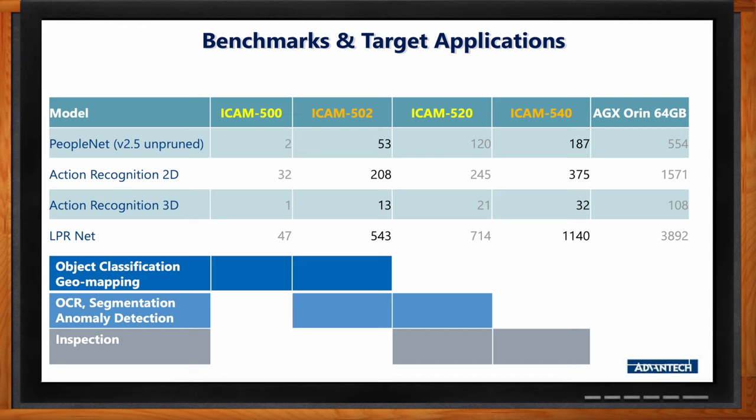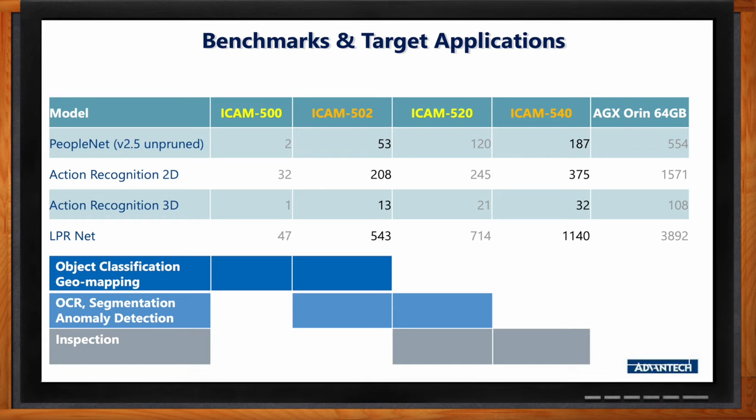So, for example, for customers with applications centered around object classification, where you categorize objects in an image or video into a predefined class or category, our entry-level iCam 500 would be more than capable to do that. For customers with applications centered around AI OCR, anomaly detection, and some visual inspection, it is recommended to use iCam 520. As certain visual inspection applications grow more complex, there will be a need for higher performance solutions. So in response to this demand, we are currently developing our iCam 540, which will be based on the next NVIDIA Orin NX platform.